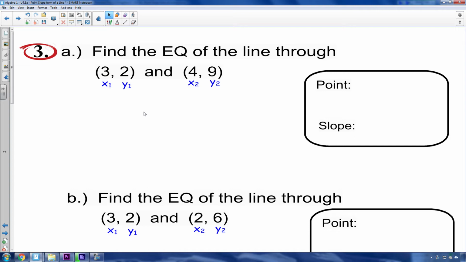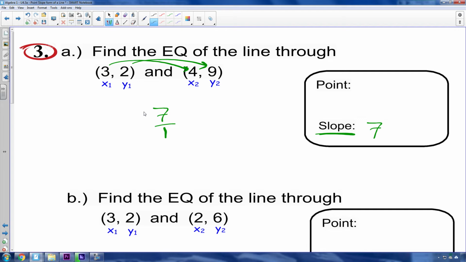Nothing crazy here. It's pretty straightforward. We know we need a point and a slope. They actually gave us 2 points. So I would just say to you, find the slope. If you can find the slope, which is change in y, which in this case is 7, it goes up by, change in x, which in this case is 1, you'll find that the slope is 7.